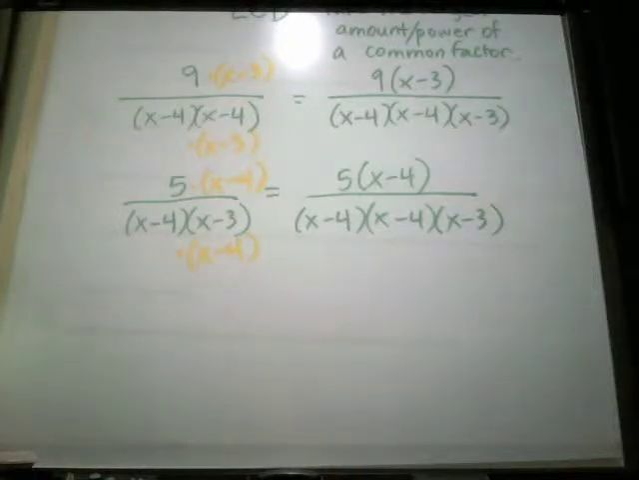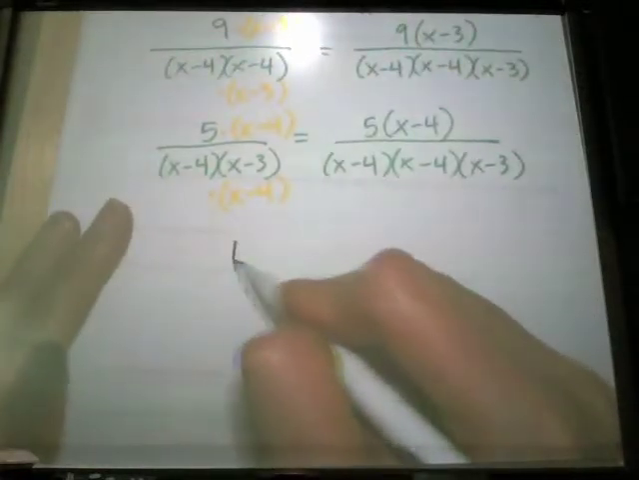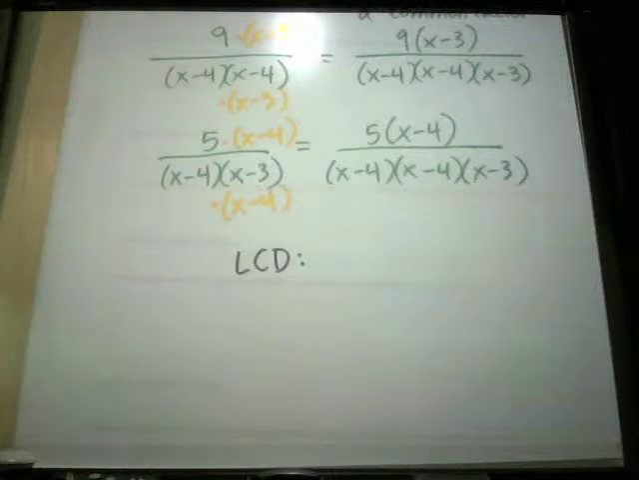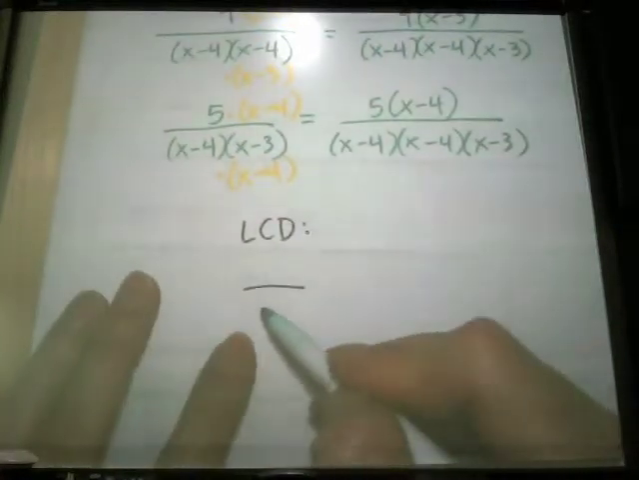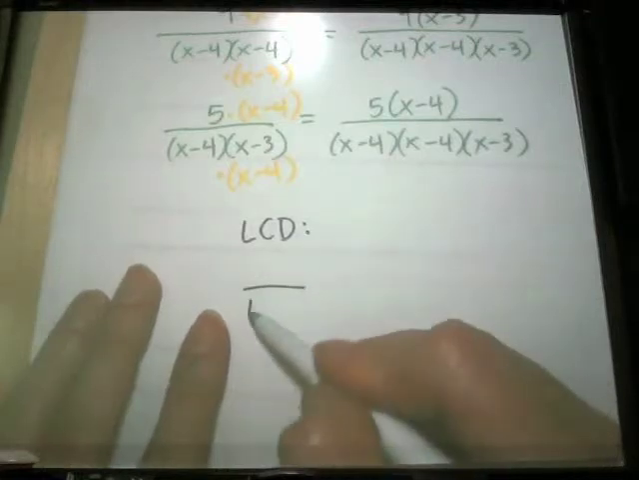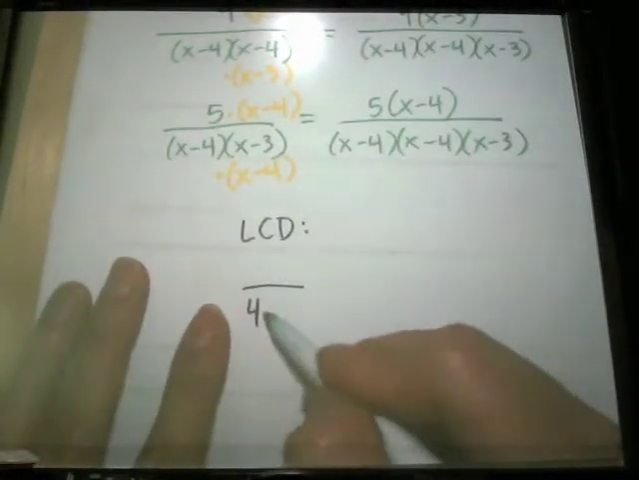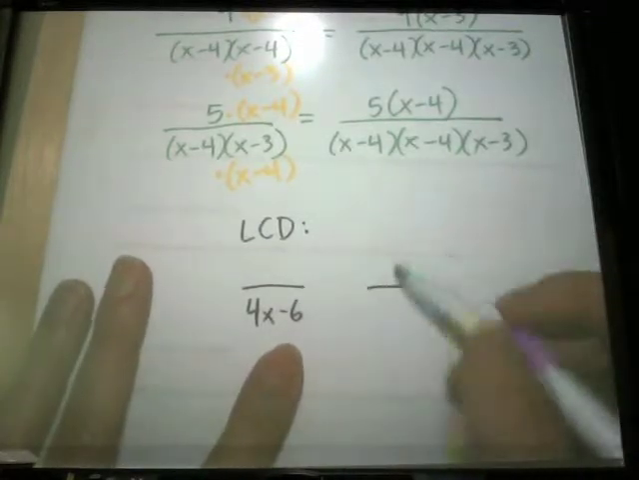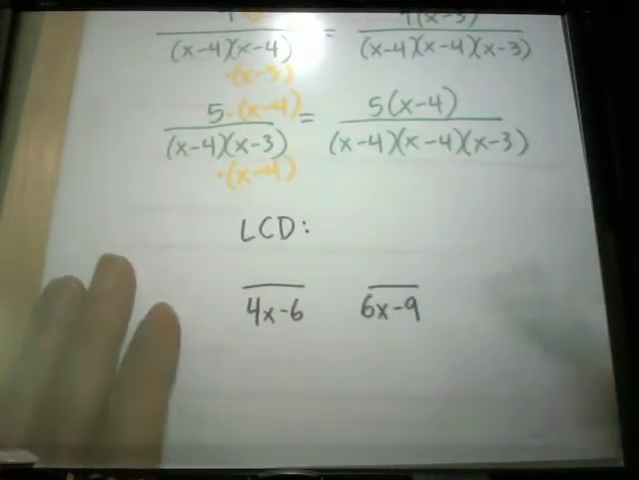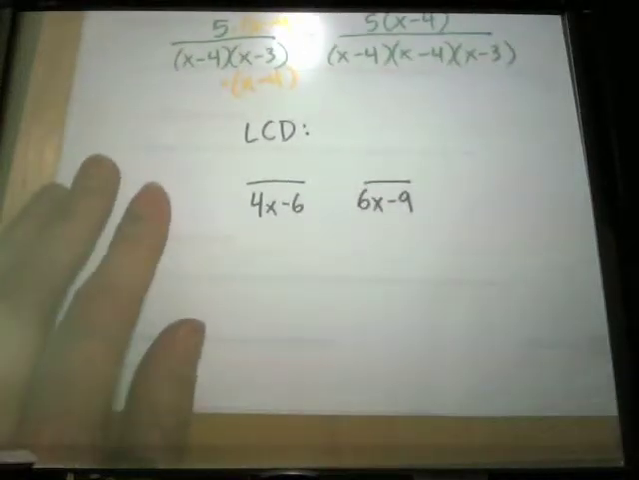Now, let me just go back and do a couple more of just finding the LCD. Let me give you a couple more and we'll just practice finding the LCD because I know that's tricky. Find the LCD, and I'm just going to do the denominators. We're not even going to bother with the numerator here. What if I had a denominator, 4x minus 6, and 6x minus 9. And I said, find the LCD.